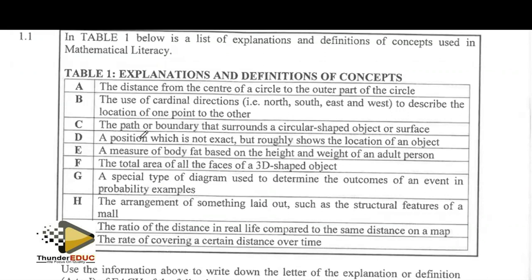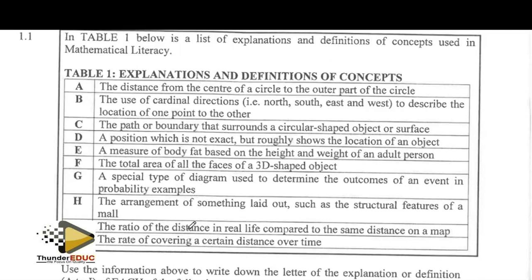D, a position which is not exact, but roughly shows the location of an object. E, a measure of body fat based on the height and weight of an adult person. F, the total area of all surfaces of a 3D shaped object. G, a special type of diagram used to determine the outcomes of an event in probability examples. H, arrangement of something laid out, such as the structure features of a mall.